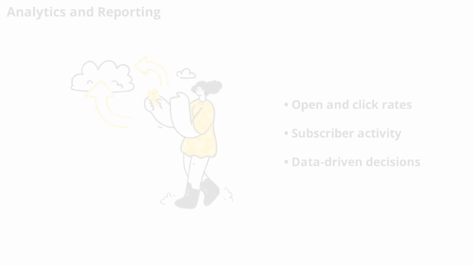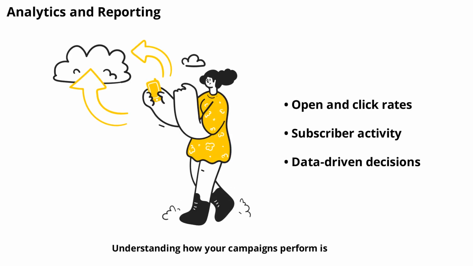Understanding how your campaigns perform is key to improving your marketing strategy. Mailchimp provides detailed analytics and reporting tools that show open rates, click rates, and subscriber activity. Businesses can see which emails are most effective, what content resonates with their audience, and where improvements can be made. These insights help refine future campaigns and maximize return on investment. With Mailchimp, data-driven decisions become much easier.